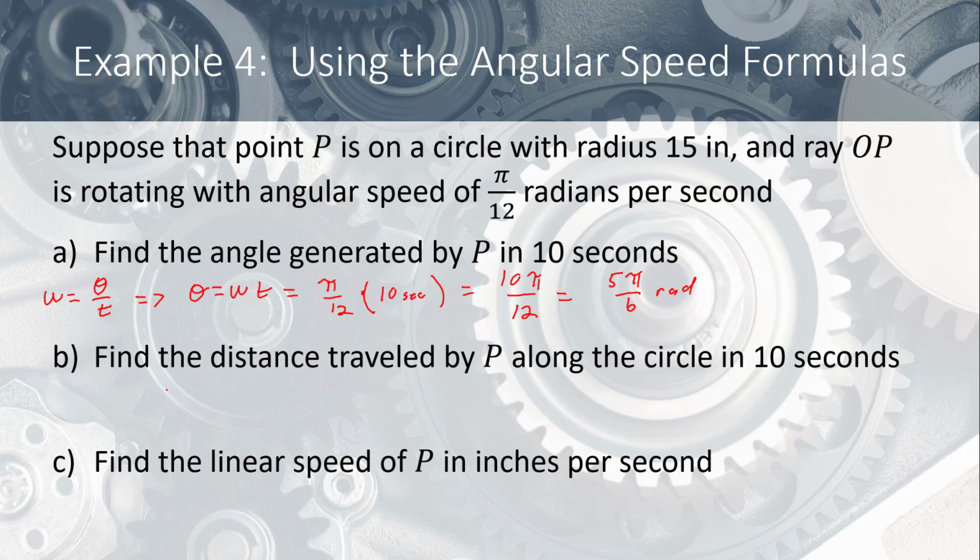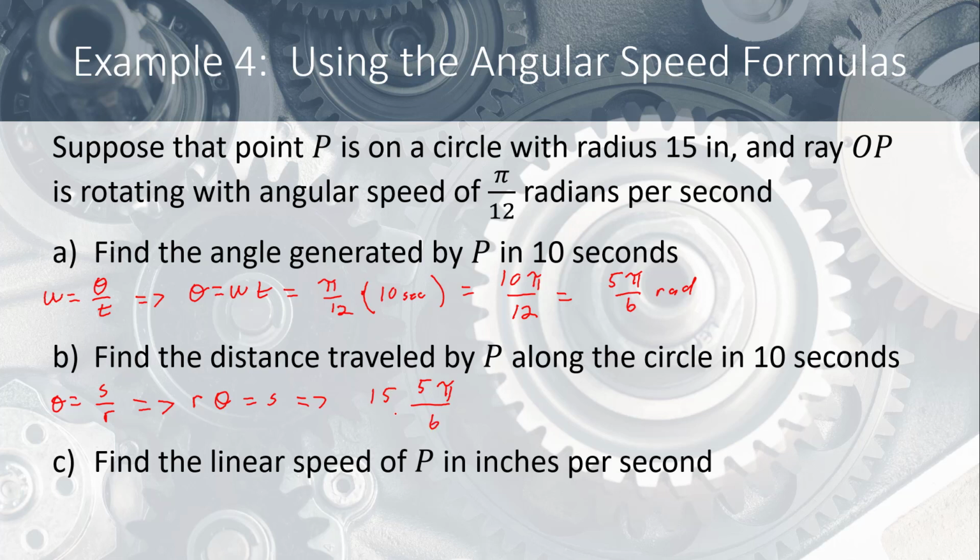Okay? Now, for the second part, we want to find the distance that P traveled along in 10 seconds. Now, to solve that, since we are basically on a circle of 15 inches, we can use our definition of the radian, which is that theta is equal to the arc length divided by r, or that the radius times theta is equal to the arc length. We know the radius is 15 inches. We know theta is 5 pi over 6, so we can go ahead and substitute. We will have 15 times 5 pi divided by 6.